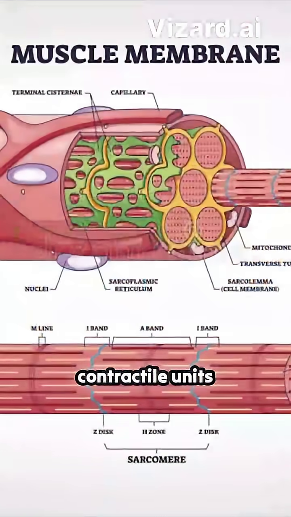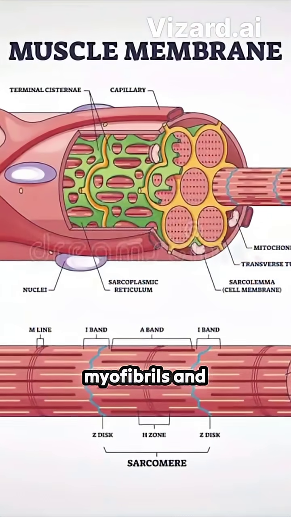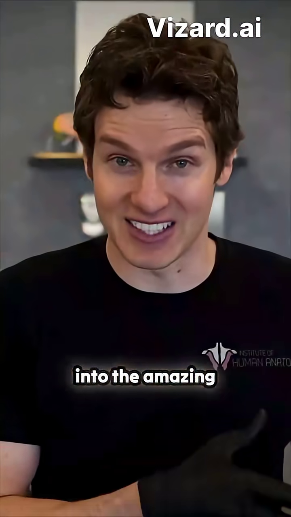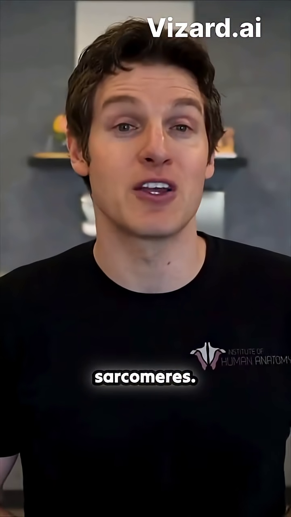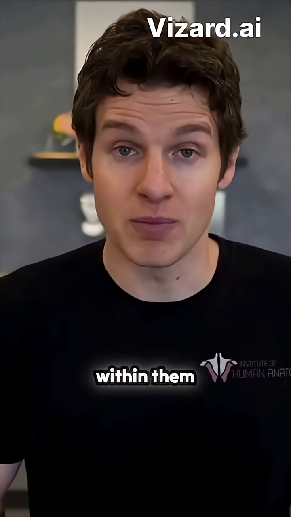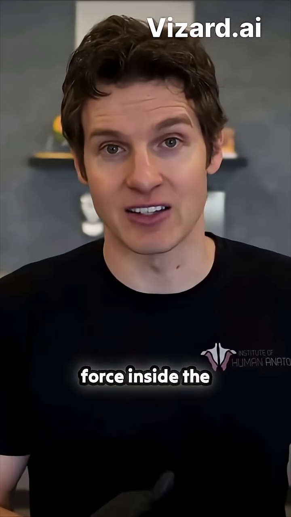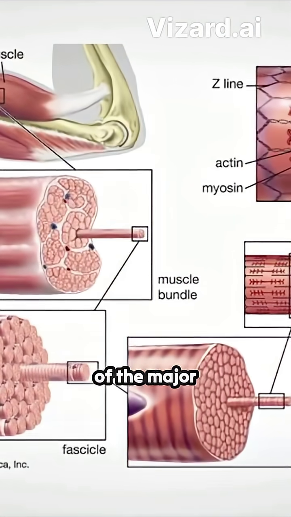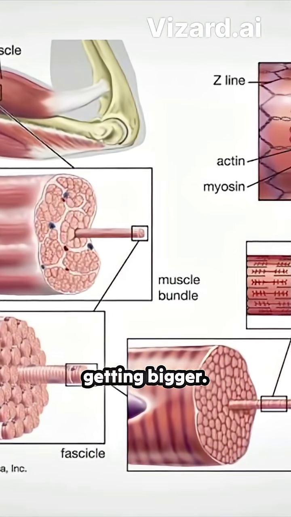Maybe you've heard of these contractile units before, like myofibrils and sarcomeres. And we have a video coming soon going into the amazing details of the myofibrils and sarcomeres, but for today, know that these myofibrils and the sarcomeres within them generate the force inside the skeletal muscle cell. And the increased production of these units is one of the major contributors to the muscle cell getting bigger.